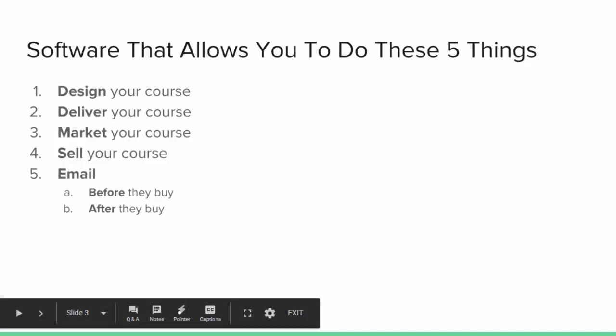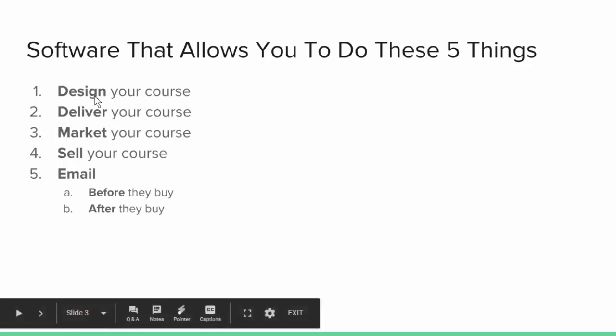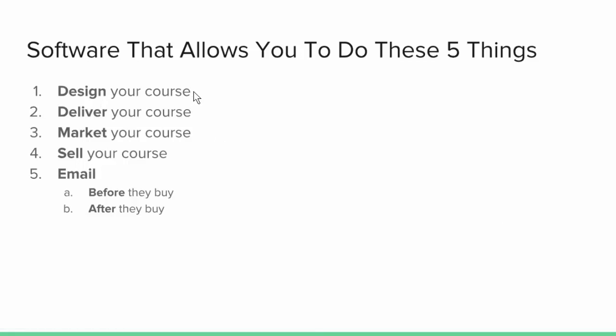When you're looking for software, you need software that's going to allow you to do these particular 5 things. You have to be able to design the course. That means, and I'm going to go into more detail in more slides, mostly putting together the modules and the lessons in a cohesive manner. You want to be able to deliver it in such a way that it's secure and that the people who purchase the course can easily access the information that's in there and it makes logical sense.